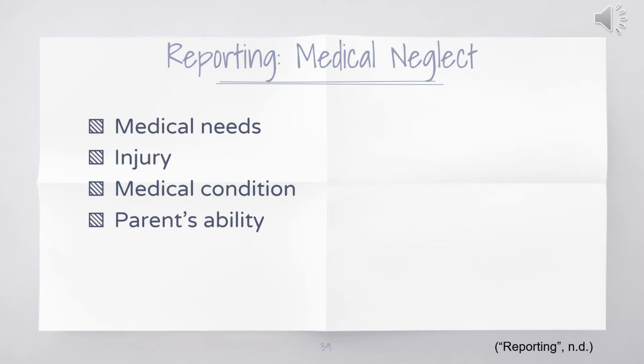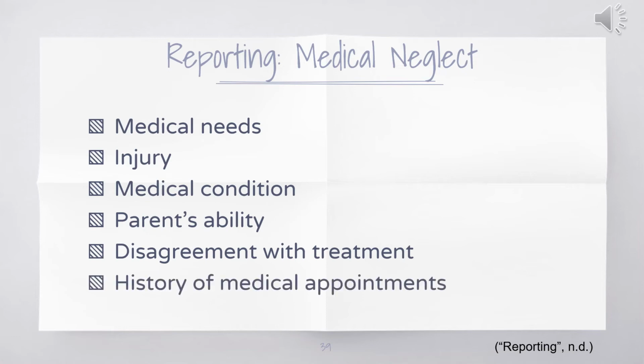Has the parent expressed disagreement with the recommended treatment? Are there religious or other reasons that the parent or caregiver does not choose to have the child seen by medical providers? And last, what is known about the child's history of medical appointments?